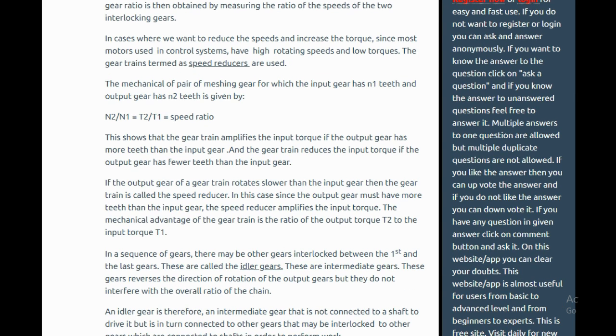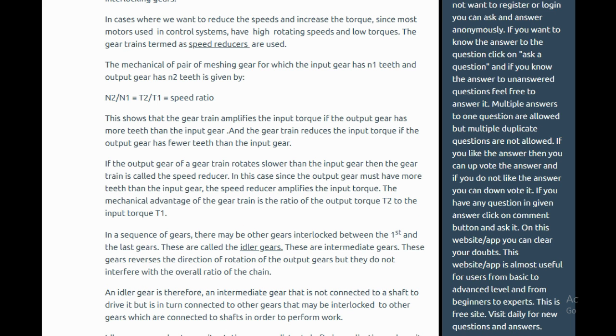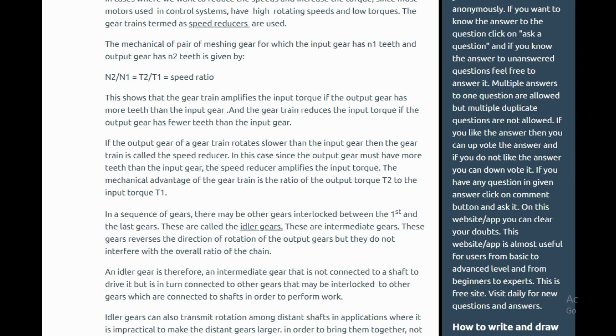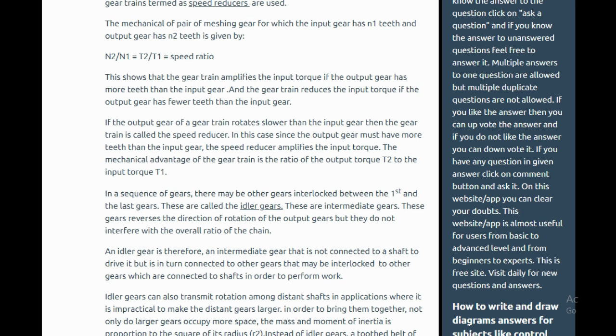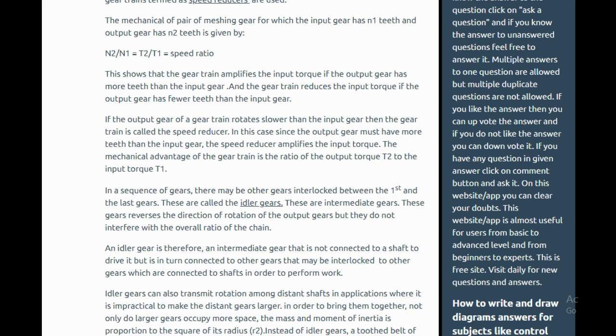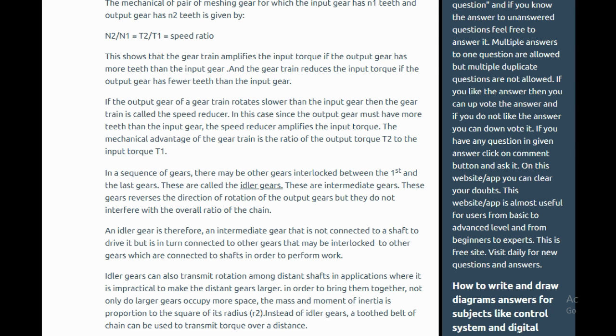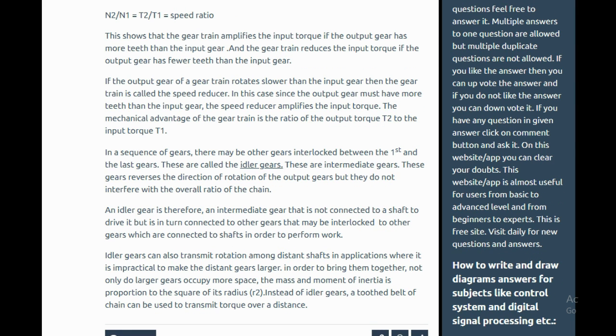In a sequence of gears, there may be other gears interlocked between the first and the last gears. These are called the idler gears. These are intermediate gears. These gears reverse the direction of rotation of the output gears, but they do not interfere with the overall ratio of the chain.